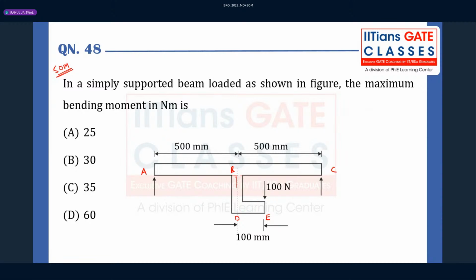What we have to do is introduce two equal and opposite loads at the joint where the bracket and beam are connected, that is at B. So you introduce two loads: one is 100 Newton here, and one is 100 Newton like this. Ultimately, 100 and 100 will cancel out. No problem in introducing two equal and opposite loads.